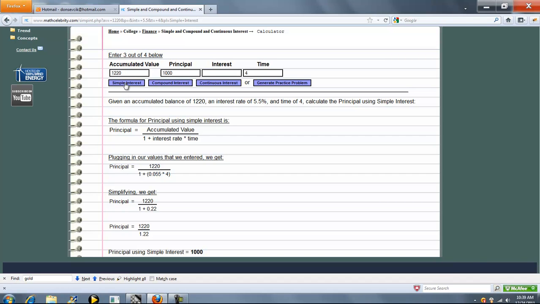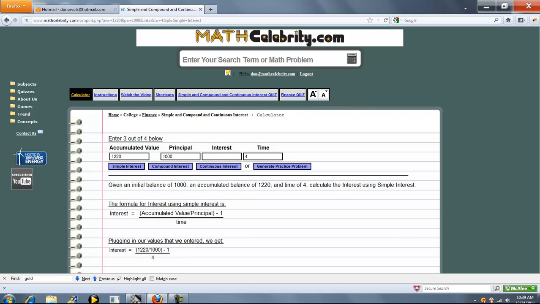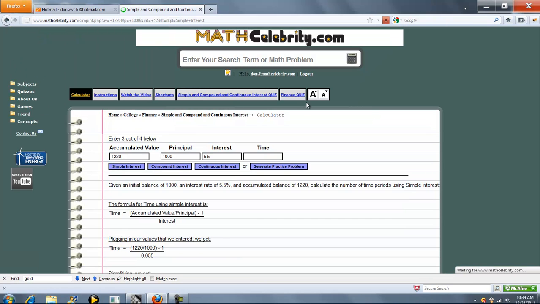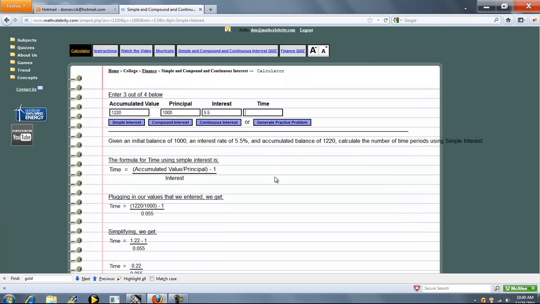Let's go ahead and solve for interest. So it rearranges the equation to solve for interest. Again, plugs in your values and simplifies. And we get 5.5%. Finally, we'll solve for time. So we isolate time, plug our values in, simplify, and we get 4. So as you can see, for simple interest, it'll solve for any of the 4 items.